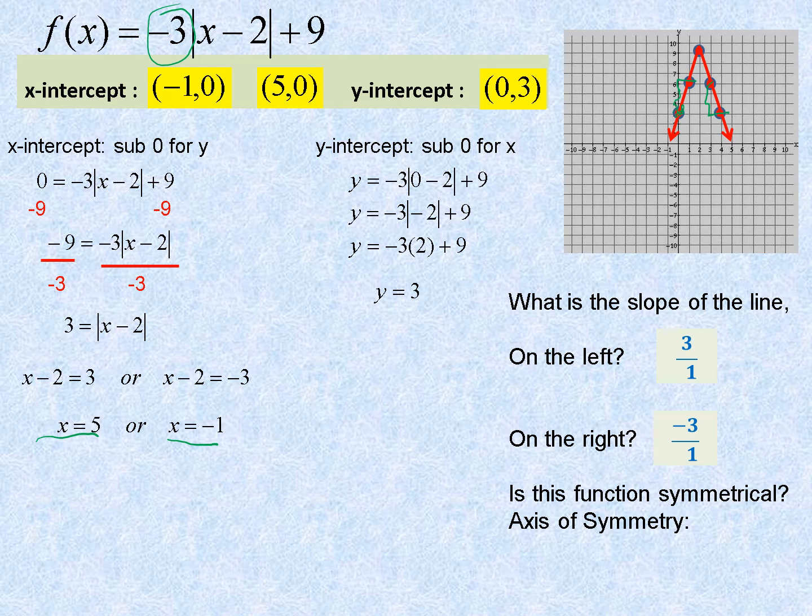Okay. Is the function symmetrical? Is there an axis of symmetry? Can I fold this function in half along a vertical line? Yeah, if you look right here, this line right here, we could fold it in half through the vertex. So your vertex is going to be where you fold it along. So the axis of symmetry, that equation, not coordinate, but that equation, is always going to be x equals h. So if they ask you for the axis of symmetry, it's always going to be x equals h. Well, h is 2. So that means my axis of symmetry is x equals 2.